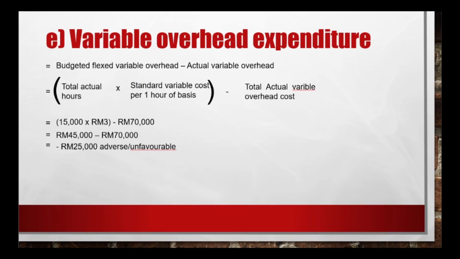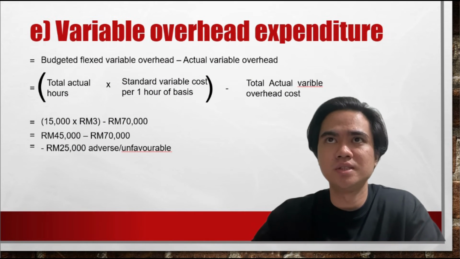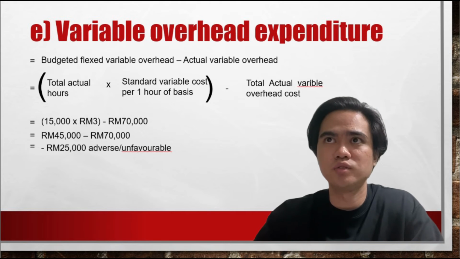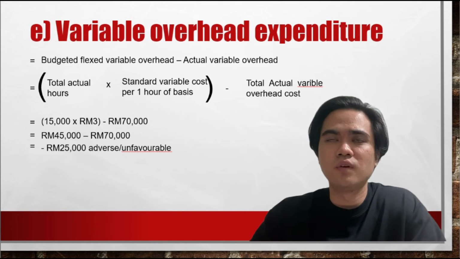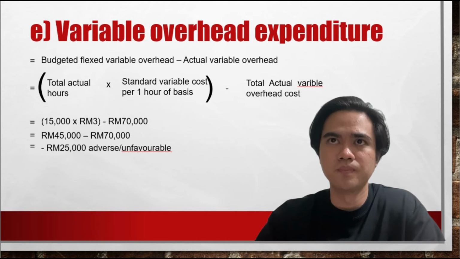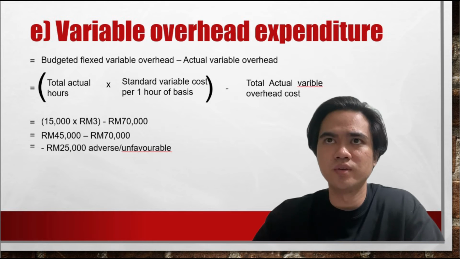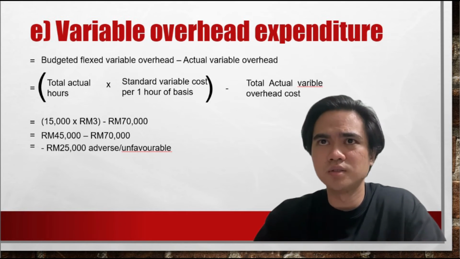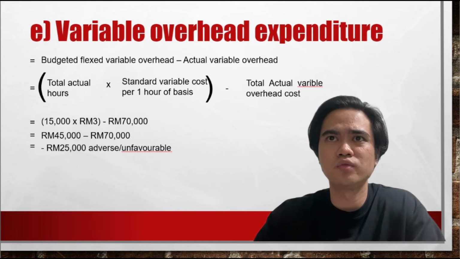Thank you. So next is question E, which is the variable overhead expenditure. So the formula is going to be budgeted variable overhead minus with the actual variable overhead. So first of all, we're going to calculate the total actual hours times with the standard variable cost per hour, which is 15,000 times 3 ringgit. Then we're going to minus with 70,000, which is the total actual variable overhead cost. So 45,000 minus with 70,000, the answer will be negative 25,000, which is adverse and unfavorable.